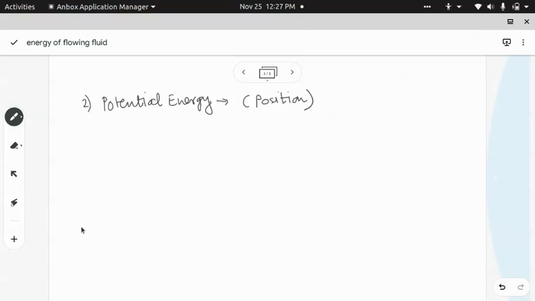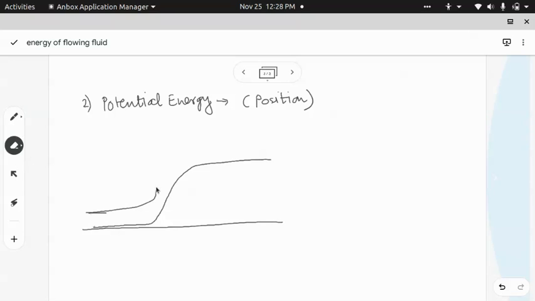Like I will draw a tube once again in order to get a clear vision of the concept of potential energy in a flowing fluid or flowing liquid. Suppose the tube is at this position and it will be going in this direction. So I will draw it again like this. Oh, sorry, the tube is somewhat tilted, so I'll repeat.